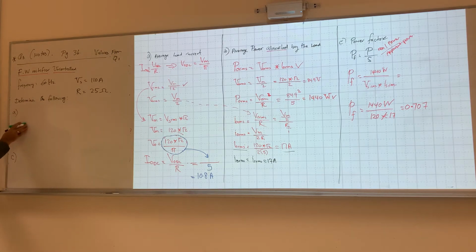So it says A, I think we have some more questions now. A, the average value of the output voltage. So they're looking for V out DC. B, they're looking for I out DC. C, the RMS value of the output voltage. So they're looking for V out RMS. D, the RMS value of the output current. So they're looking for I out RMS. And E, they're looking for average power delivered. So they're looking for P out DC. We'll go up to E. That would be enough.